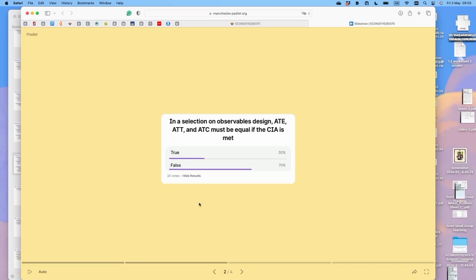Okay, this is indeed a false one. When we have selection on observables, basically there is selection bias in general. We can only eliminate selection bias within subgroups defined by the observed characteristic. So we only have the ATE, ATT, and ATC equivalent within subgroups defined by X. But when it comes back to the general level, they are different. Otherwise, why would we have selection on observables? So this is a false statement.